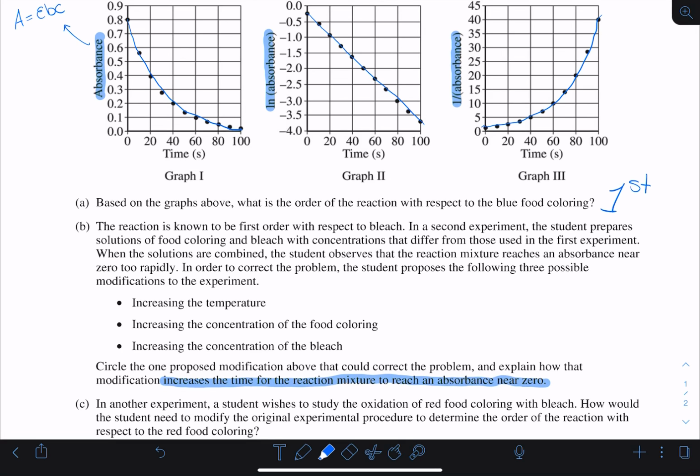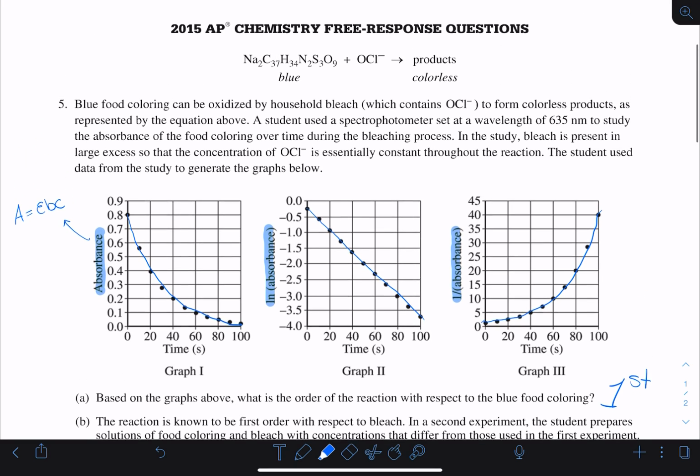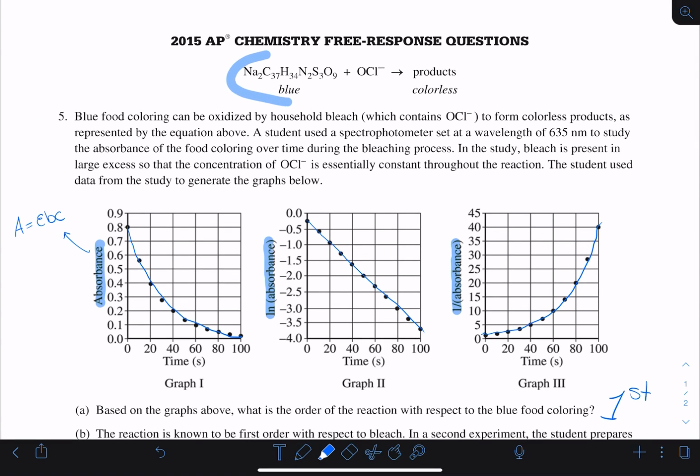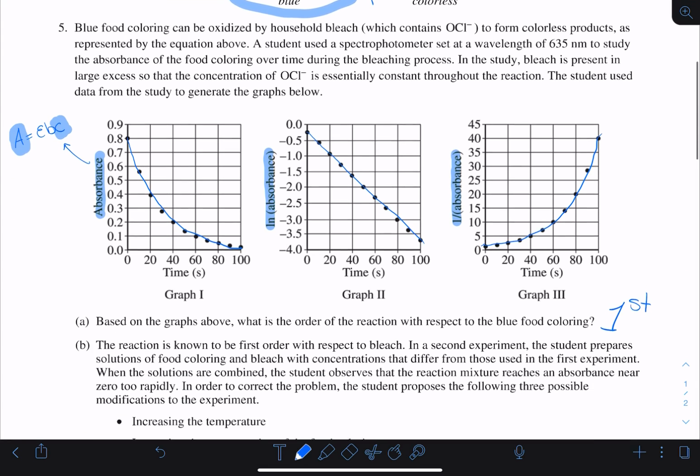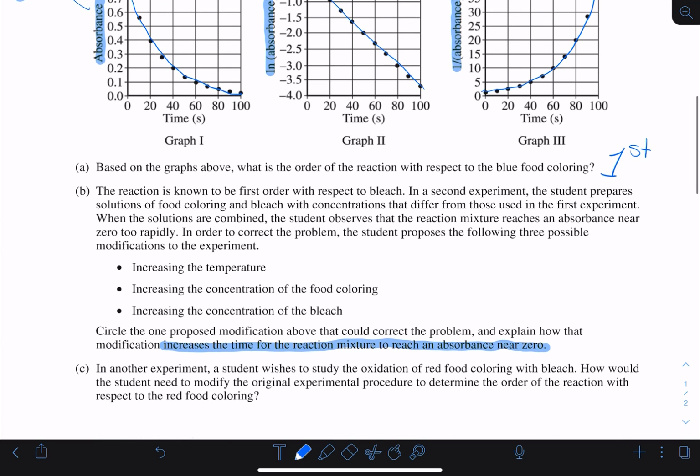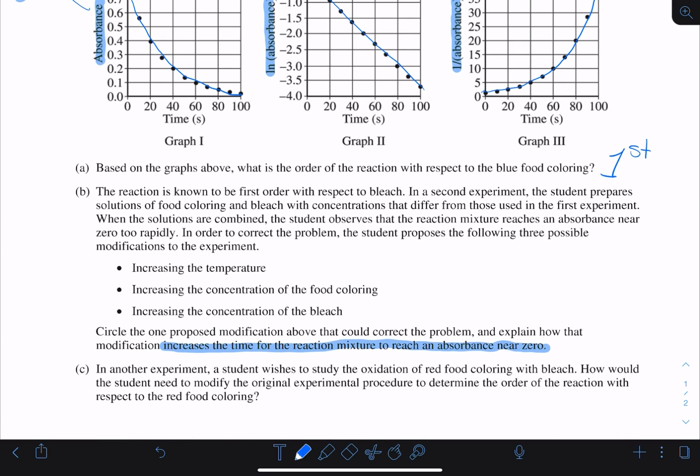Now remember that absorbance is related to color. So the absorbance is telling us the concentration of our blue food dye, this big molecule here. So the higher the concentration of that molecule, the higher our absorbance is. The bleach molecule, this guy in here, is colorless. So the concentration of bleach isn't affecting the absorbance. Only the concentration of our blue food dye is actually affecting that absorbance value.